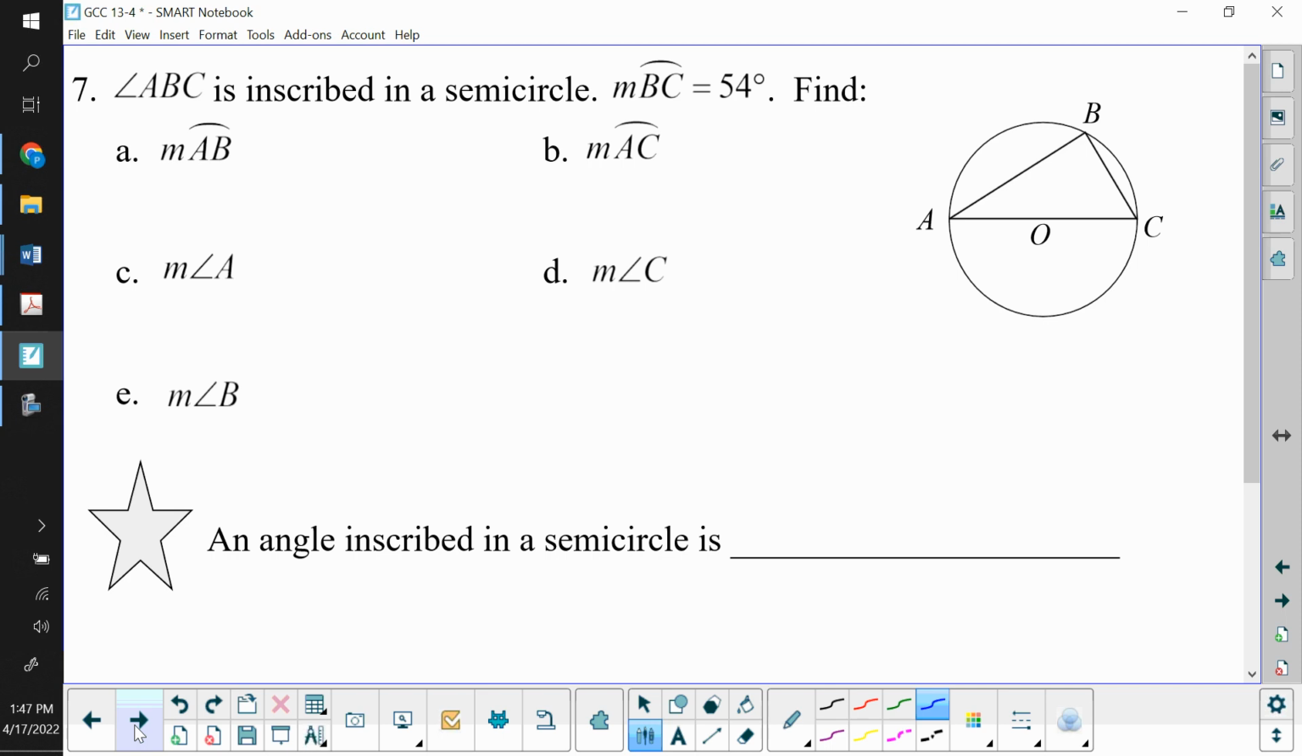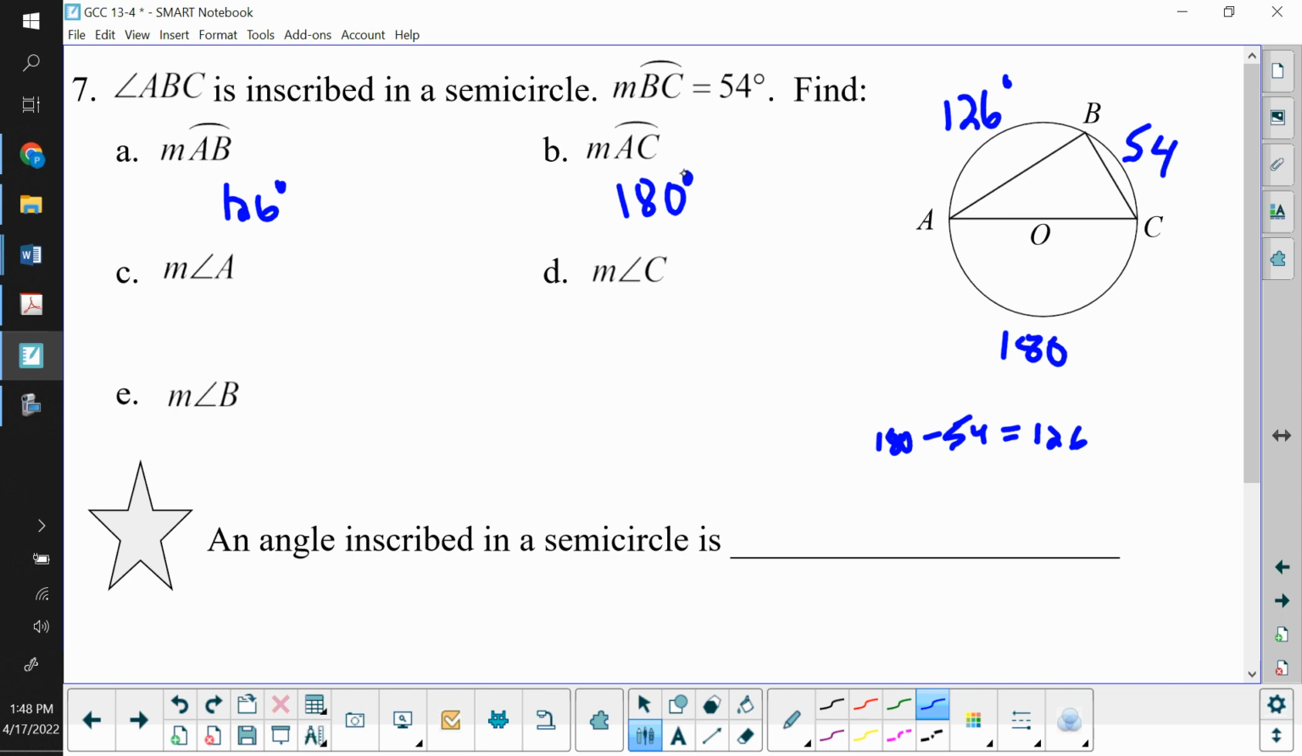All right, next one. They have ABC inscribed in a semicircle. So that means the top half of this, the ABC, is 180, meaning the bottom is 180. Arc BC, they told us, is 54. Well, if the bottom is 180, the top has to be 180 as well. So we could do 180 minus 54 to get 126, and that'll give us what AB is. So we got 126 for AB. AC was 180 because they told us ABC was inscribed in a semicircle, meaning it's on the top half of the circle.